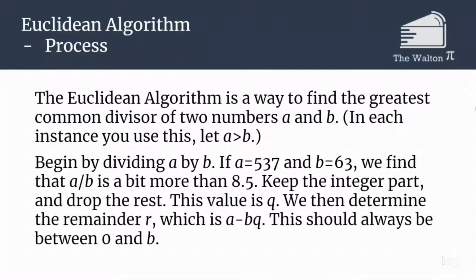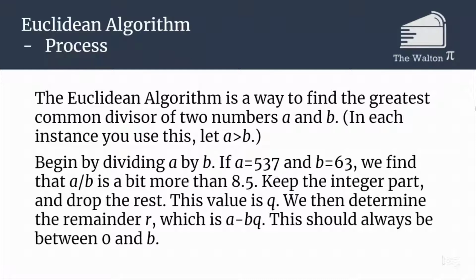So if a was 537 and b was 63, a divided by b is going to be a little bit more than 8.5. So we're going to keep the integer part, 8, and drop the decimal. So the 8 is going to be the value of q, our quotient piece, what we get when we divide it out. We're then going to determine what the remainder is, and that's going to be a minus b times q.